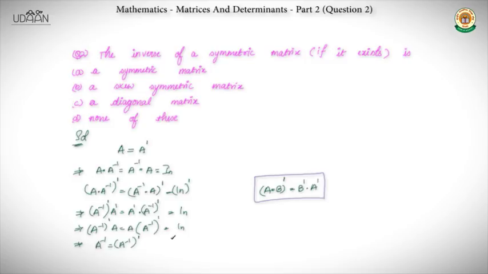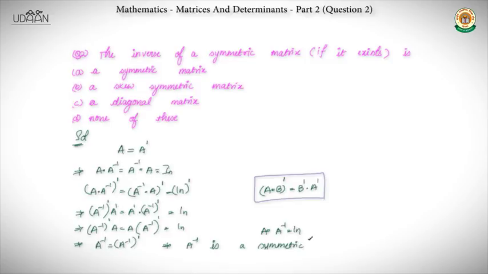So A into A inverse equal to I, and that's the same thing that we are using here. A inverse equal to A inverse transpose. So that means that A inverse is a symmetric matrix. So that's a pretty easy question.